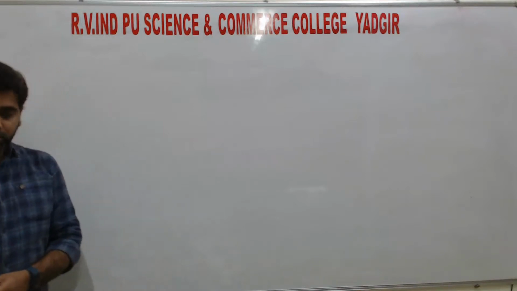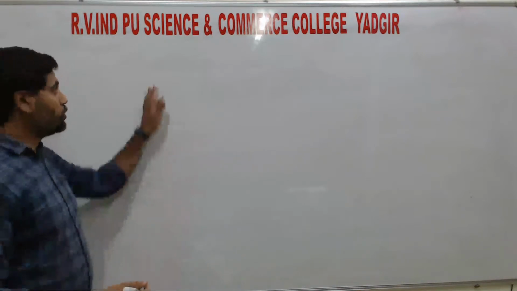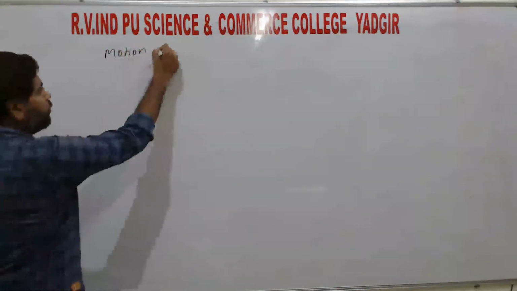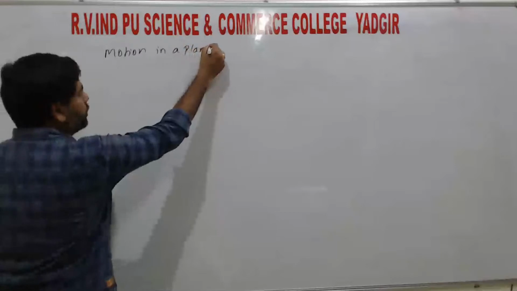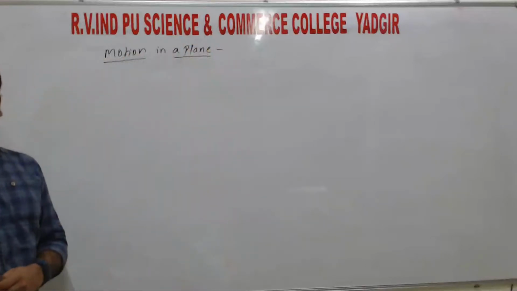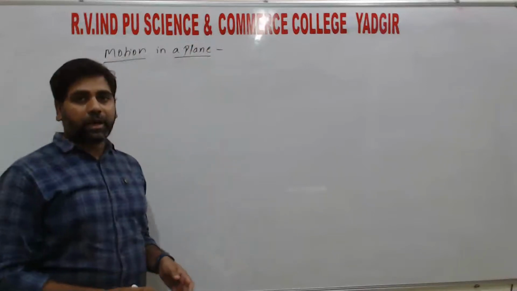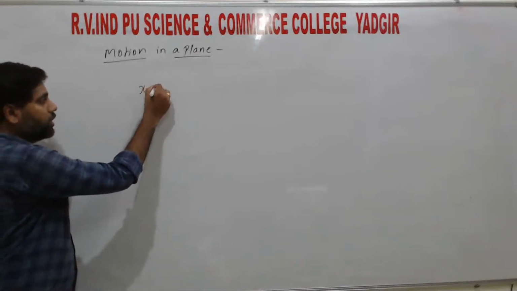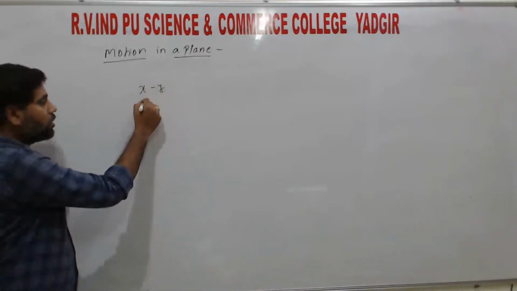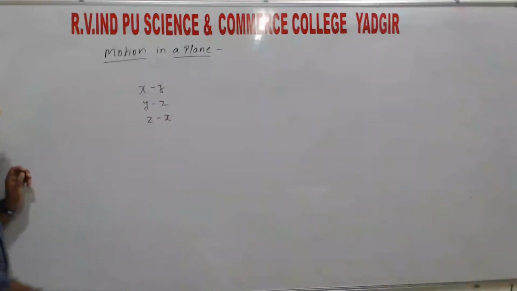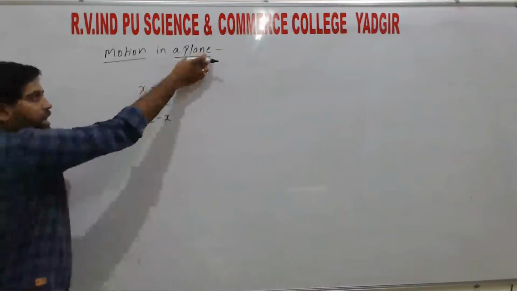Good afternoon, students. So today starts with the actual topic, that is motion in a plane. So what is a plane? A plane consists of two coordinate systems. We have three rectangular coordinate systems, and out of these we can take any two, that is xy coordinates or yz coordinates or zx coordinates. Here we prefer xy coordinates. So this combined we call a plane.